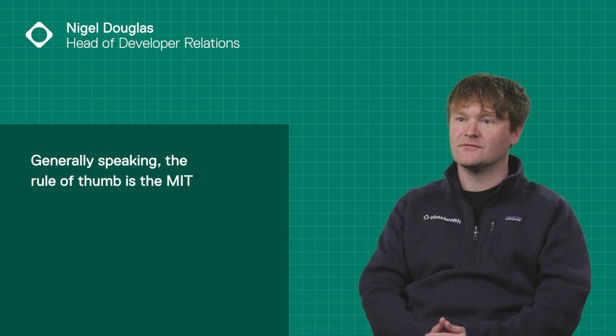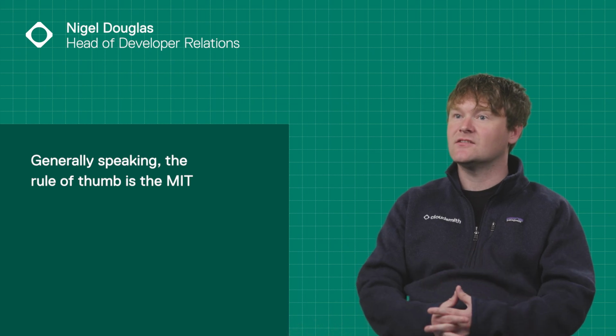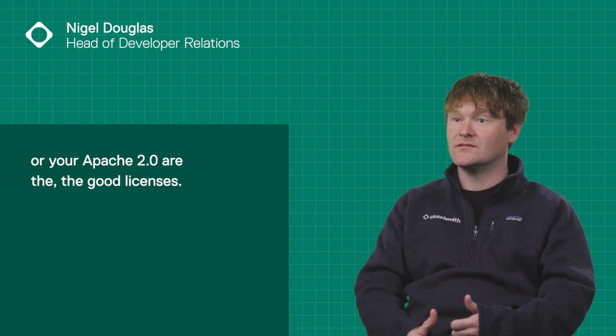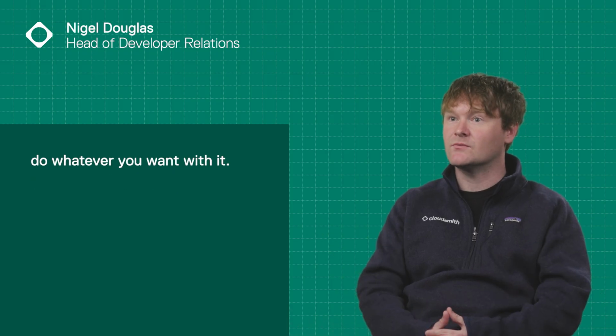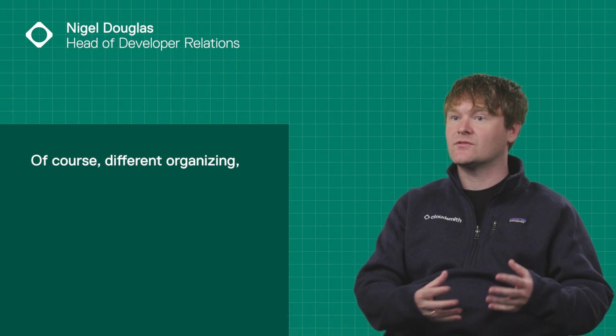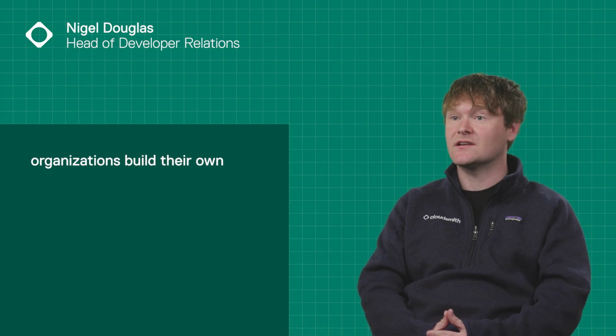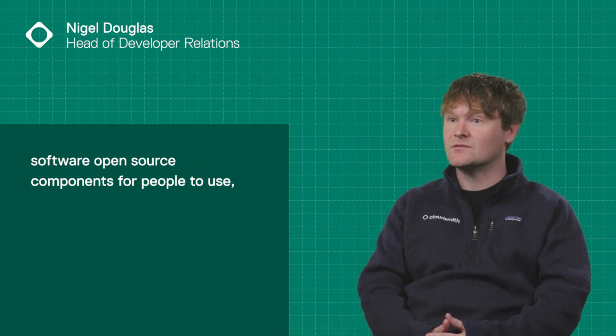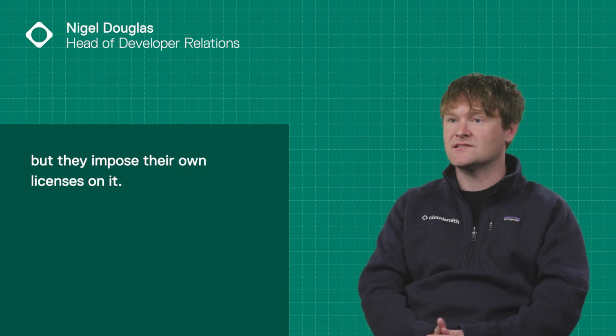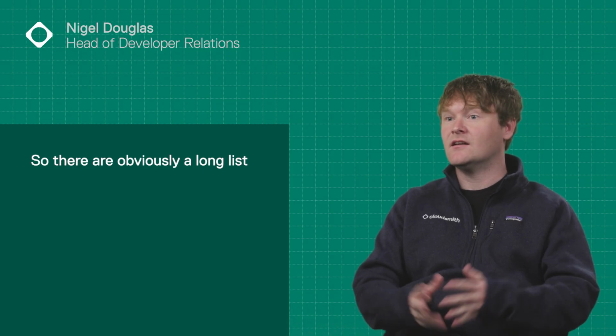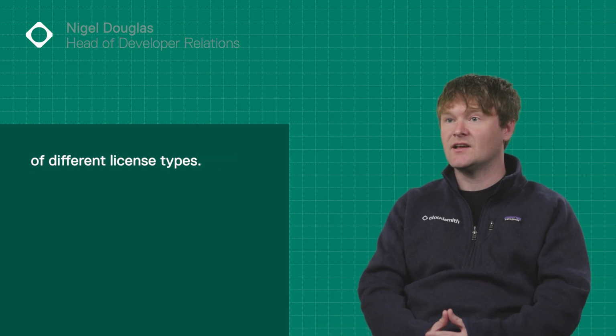Generally speaking, the rule of thumb is that MIT or Apache 2.0 are the good licenses. They're the ones that say you can do whatever you want with it. Of course, different organizations build their own open source software components for people to use, but they impose their own licenses on it. So there is obviously a long list of different license types.